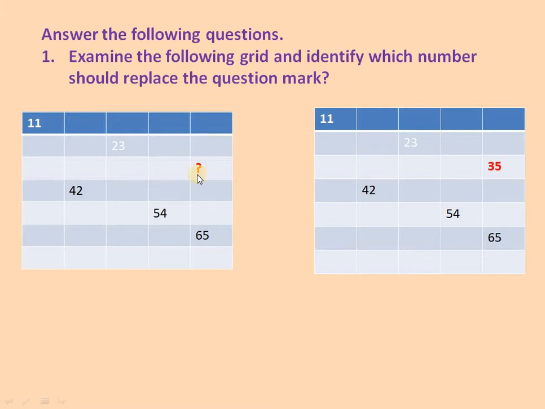So the question mark will indicate the third row and the 1, 2, 3, 4, 5 fifth column. So it will be 35. The answer is given over here, 35.